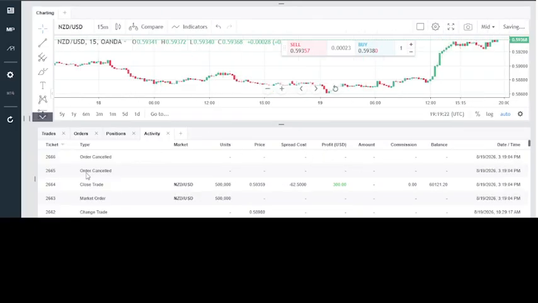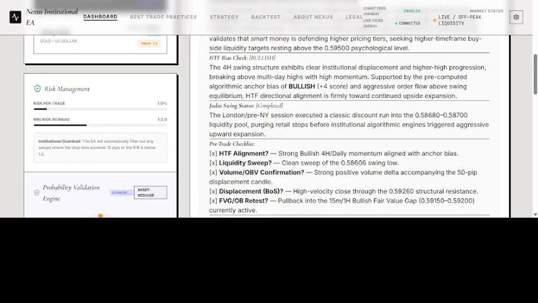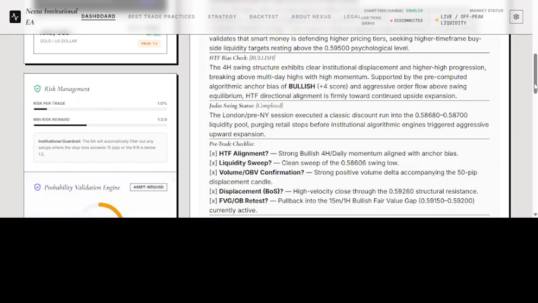So okay, I closed the trade at about 3:19 this afternoon. I think I opened the trade at around 10 o'clock this morning, if I'm correct. And being that the New York session is basically over, I went ahead and closed the trade early. But the institutional EA, getting back to the EA here, it did recommend a buy trade.